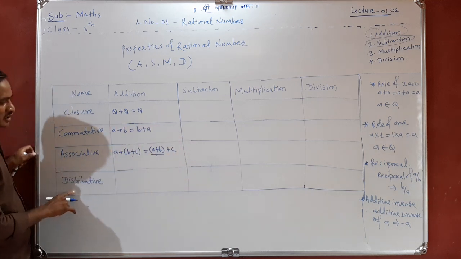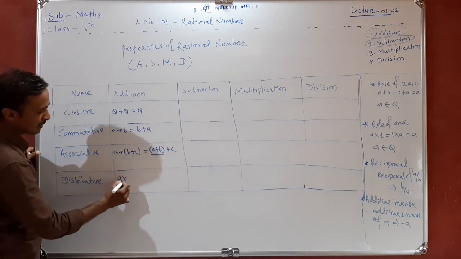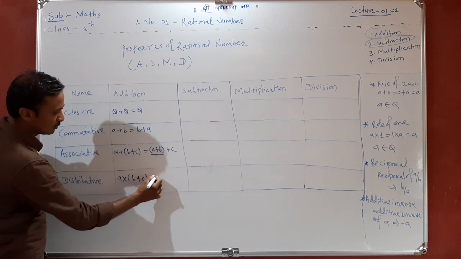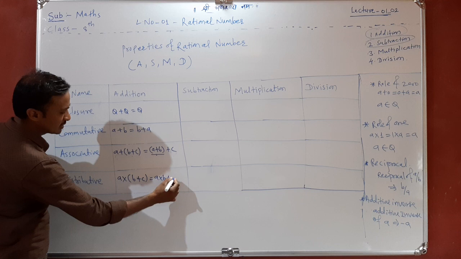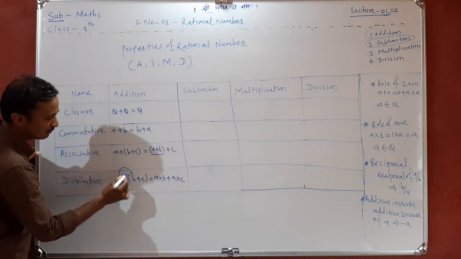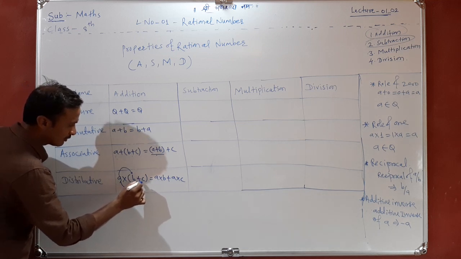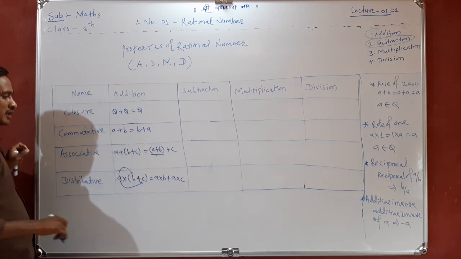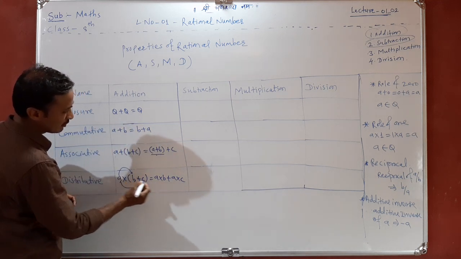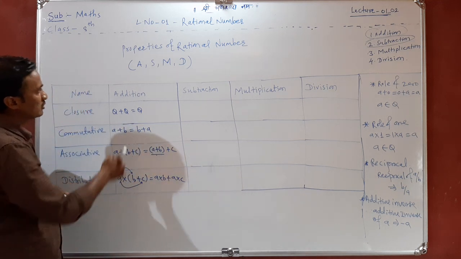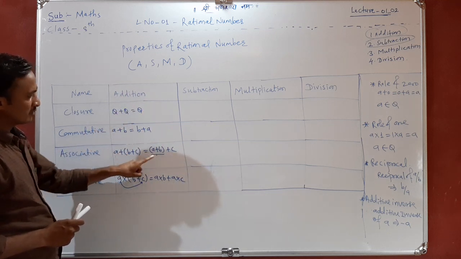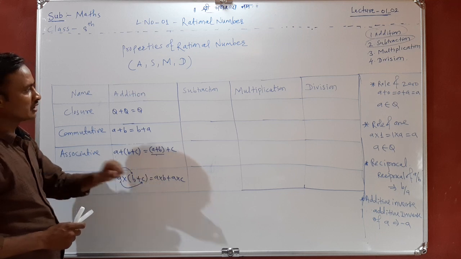Now next is the distributive property: a multiplied by in bracket b plus c is equal to a into b plus a into c. One time that a we have to distribute with b, and one time we have to distribute with c, that is called the distributive property. But here, in the middle there is a plus sign, so we have to write the plus sign. Now this is for addition. Why is this for addition? Because in all the given identities I use the plus sign.